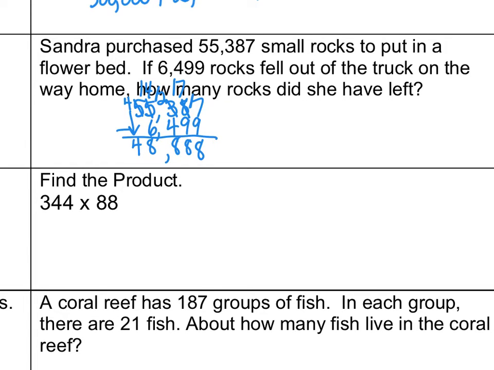So we look back at the question. How many rocks did she have left? 48,888 rocks.